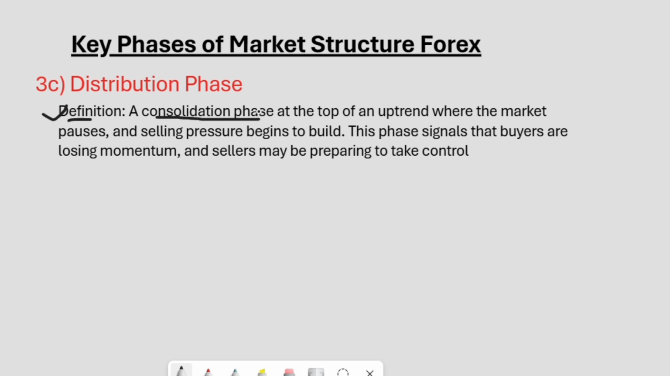Remember, the accumulation phase was also a consolidation phase, but at the bottom of a downtrend. This distribution phase is at the top of an uptrend, where the market pauses and selling pressure begins to build. Selling pressure begins to build means the big market investors begin to place their selling orders. This phase signals that buyers are losing momentum and sellers may be preparing to take control.